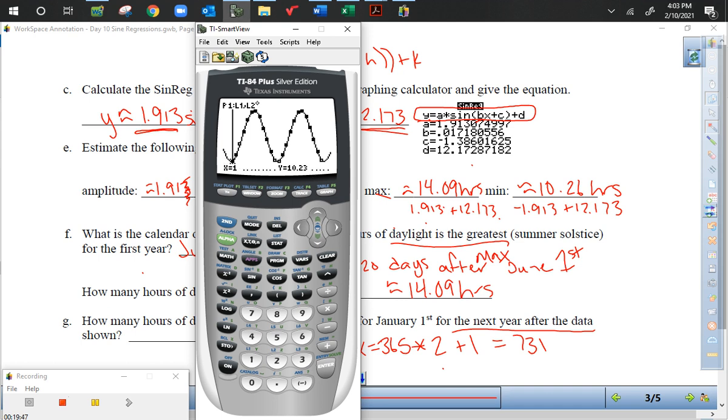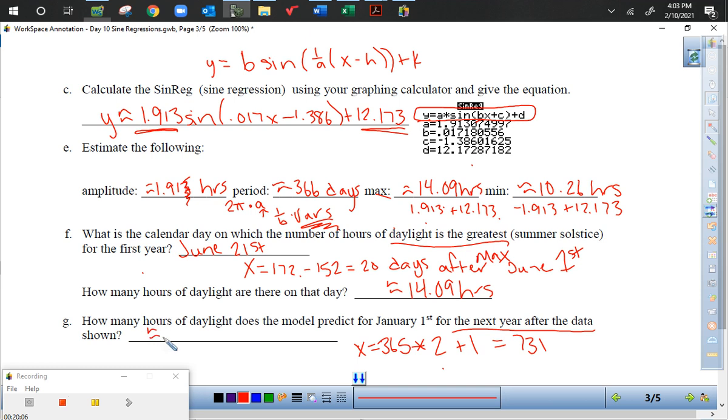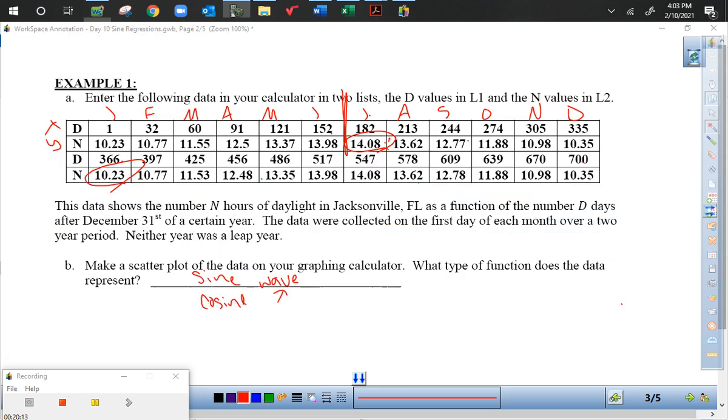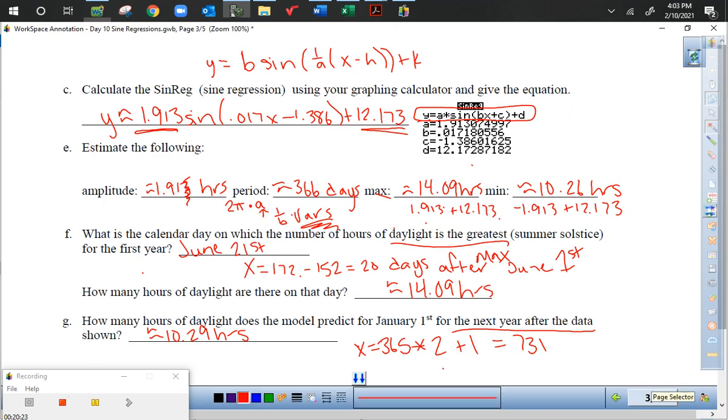Once you hit trace, though, the plots are going to pop up, and we don't want to trace our points. We want to trace our curve. So go up, and then we can type in that 731. So it looks like 10.29, rounding to the same thing we have been. And if we look at our table, we had 10.23. We would expect 10.23. We got a little bit higher than that. And sometimes that happens with a little bit of error, again, because our regression models aren't perfect.